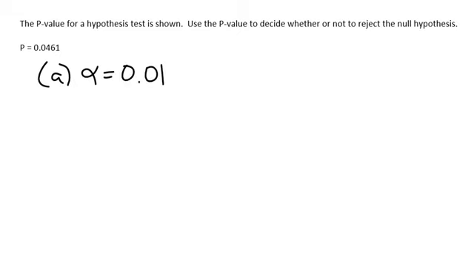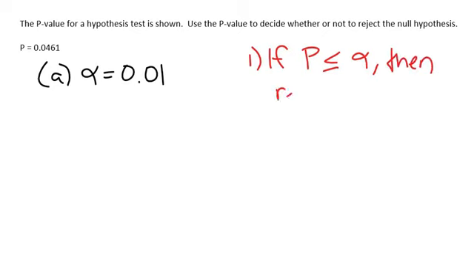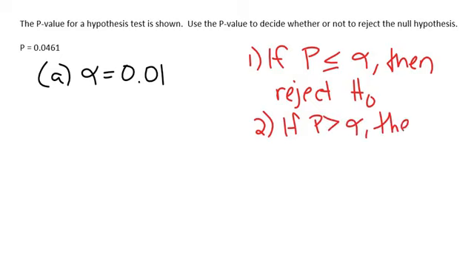Now let's remember our decision rule based on p-value. If the p-value is less than or equal to alpha, then we're going to reject the null hypothesis. If the p-value is greater than alpha, then you're going to fail to reject the null hypothesis. So let's look at our example.